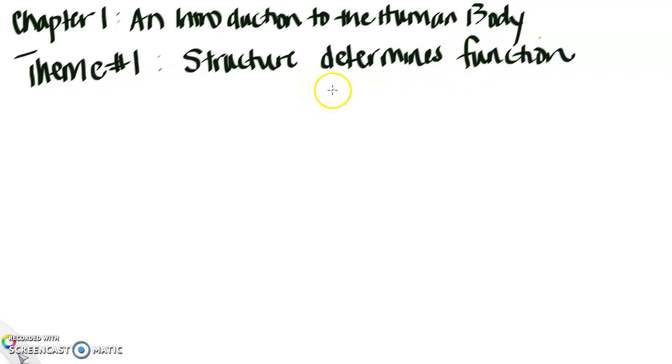So if you've read your chapter, which you should have, you should know, obviously, structure is the anatomy. Anatomy is the stuff that the body is made of, and function is what those things do. Okay, so structure determines function, and something can't do what it is not built to do. Okay, so structure, just so you understand, is the anatomy, and function is the physiology.